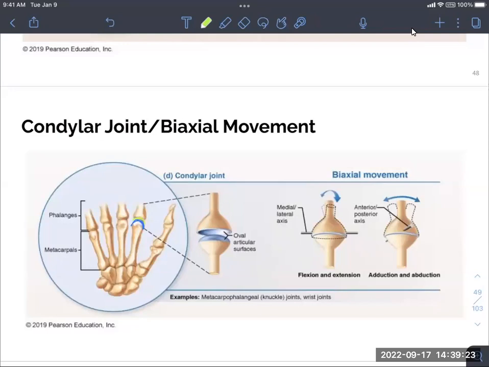You can bend your fingers forward and back, and you can adduct and abduct. So you can spread them apart and put them back together.